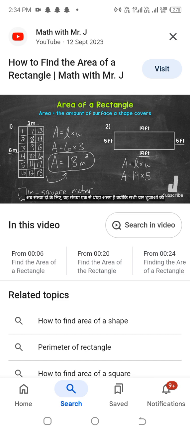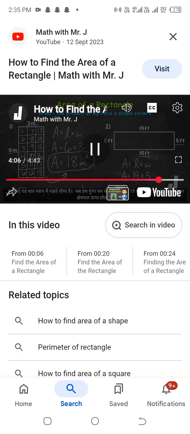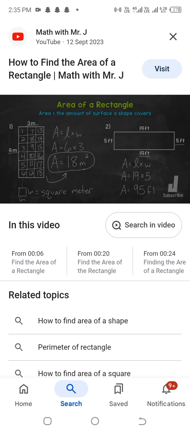Now for number 2, it's a little different than number 1 because all 4 side lengths are written out. That doesn't mean we need all 4 side lengths. We still just need the length and width. We're not multiplying everything that's written out or given. So something to keep in mind. Now we can multiply. So 19 times 5 gives us an area of 95 square feet.